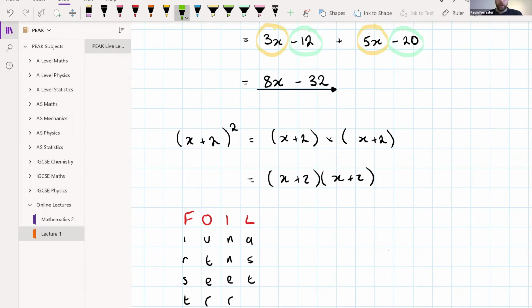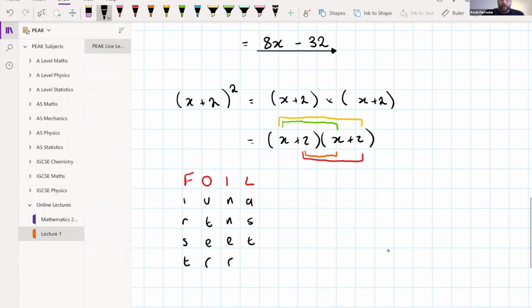So if I just show you using some arcs and some nice color, the first two terms will multiply. So x times by x. And then the outer terms will multiply. So the x will multiply with plus 2. Then we continue and we can see that the inner terms will multiply, plus 2 and x. And then finally the last terms, plus 2 and plus 2 will multiply.